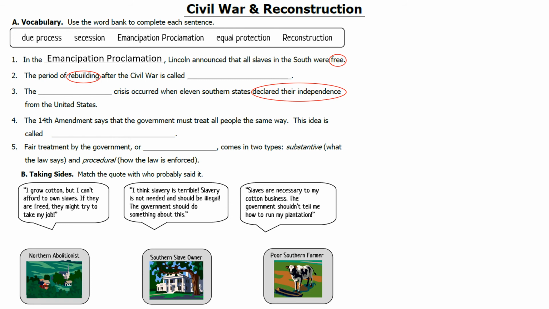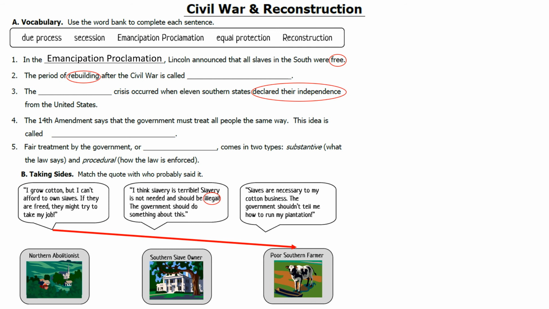Well, the abolitionists in the North, there's no slavery going on. A southern slave owner, I don't think they're too worried about competing, so I'm going to go with the poor southern farmer. Next one. I think slavery is terrible. Slavery is not needed and should be illegal. The government needs to do something about this. So if you look at here, the biggest thing is saying slavery is illegal. So would the abolitionist who's against slavery or the southern slave owner who benefits from slavery, who would say that?